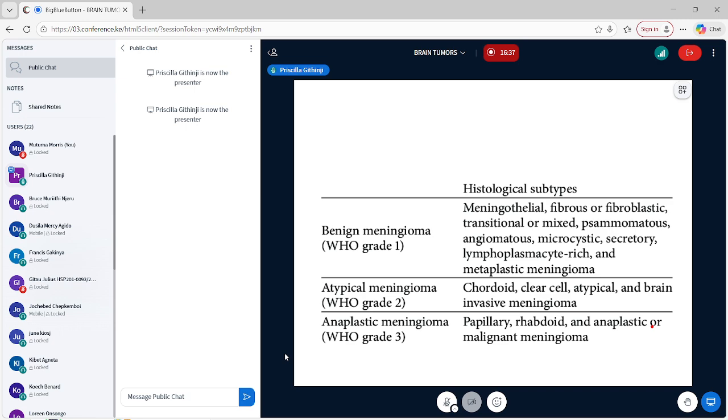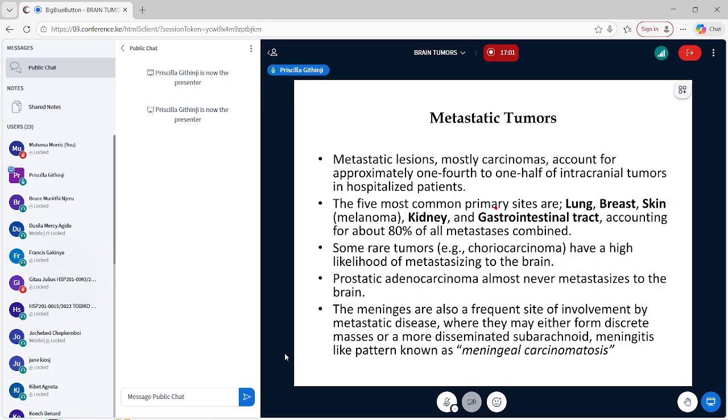Then we say that the most common brain tumor are metastatic lesions, and mostly these are carcinomas, and these account for approximately 1/4 to 1/2 of the intracranial tumors. We say 25 to 50% of your brain tumors are going to be metastatic. So the 5 most common primary sites, we said lung, breast, skin, kidney, and GIT, which account for 80% of all metastases, and then the other 20% can be any of the other tumors. Of course, lung giving you the majority of the metastases, with about 30%.